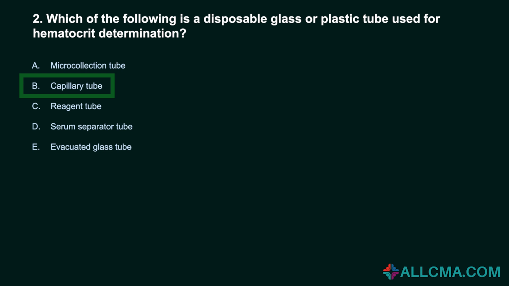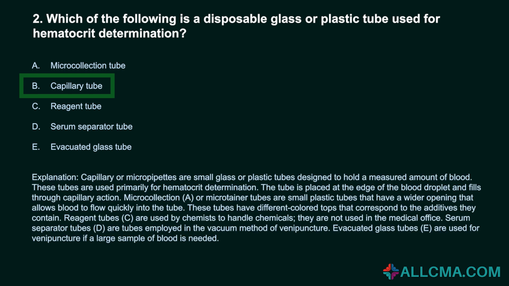Capillary tube. Capillary tubes or micropipettes are small glass or plastic tubes designed to hold a measured amount of blood. These tubes are used primarily for hematocrit determination. The tube is placed at the edge of the blood droplet and fills through capillary action. Microcollection, A, or microtainer tubes are small plastic tubes that have a wider opening that allows blood to flow quickly into the tube. These tubes have different colored tops that correspond to the additives they contain.